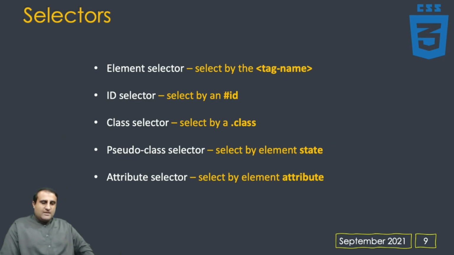Lastly, we have the attribute selector. We can select HTML elements based on particular attributes. For example, we can specify whether a particular element has a particular attribute set or not. If a particular element has a particular attribute set, we can select that HTML element. So let's see the examples.